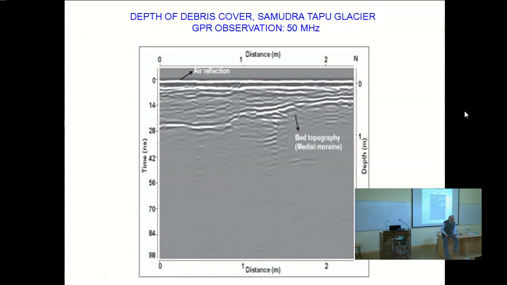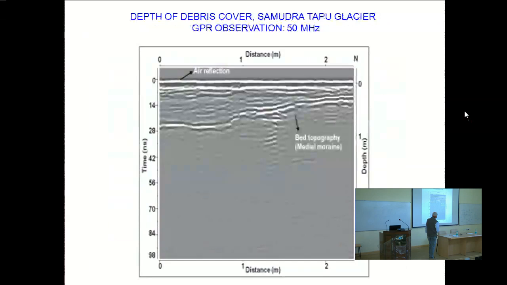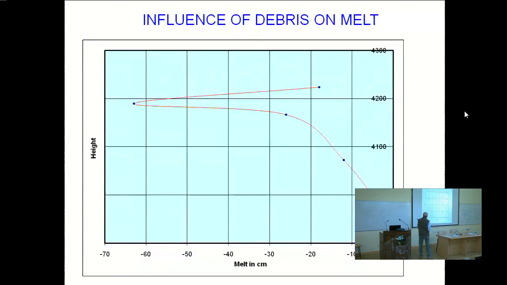If you change your frequency, instead of 100 megahertz, if I go to 10 megahertz or 5 megahertz, then it will penetrate completely into the glacial ice, and it is possible for you to get the depth of the glacier. So that is one way of doing it, and you can see here how this can affect the melt rate.